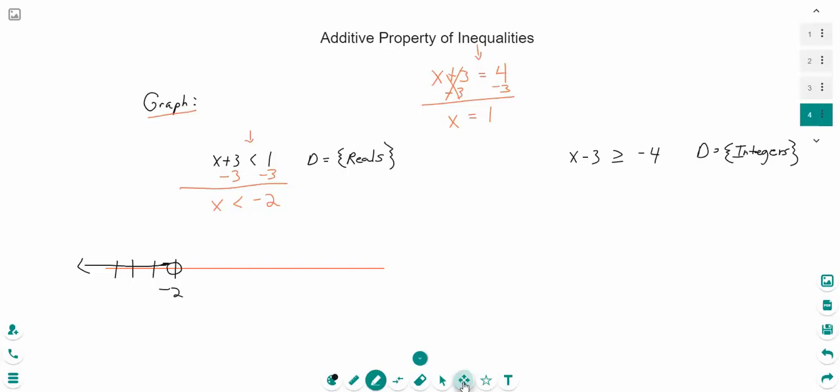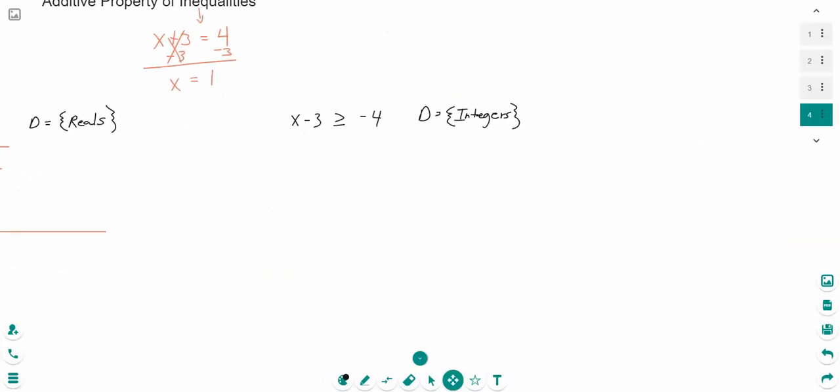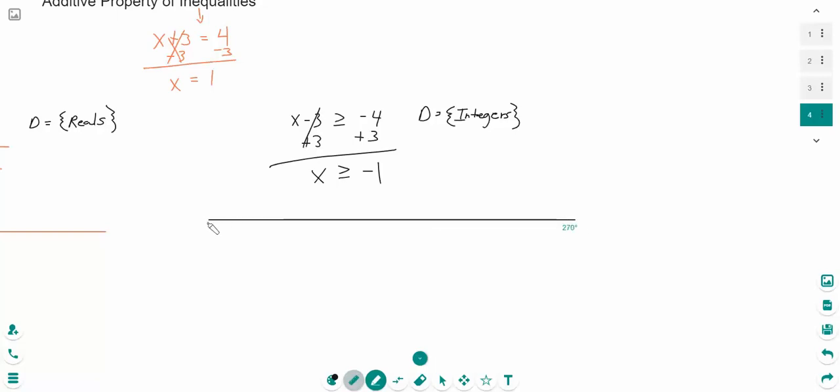All right, let's try this one. So tell you what, pause the video, try this one on your own, and then we'll do it together. All right, so same thing applies. We can treat it like an equation. So we want to get x by itself, so we'll add 3 to both sides, and we end up with x is greater than or equal to a negative 1. And then we're ready to actually graph it.